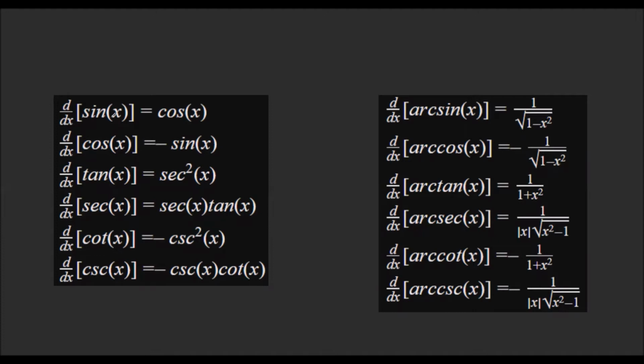One thing that's worth pointing out is that the derivative of any trig function, whether inverse or regular, that starts with c will have a negative derivative. So you can see that here, the derivative of cosine has a negative sine x. Cotangent has a negative here. Cosecant has a negative here. And that pattern follows over to the inverse trig as well. So I'm just pointing that out now.